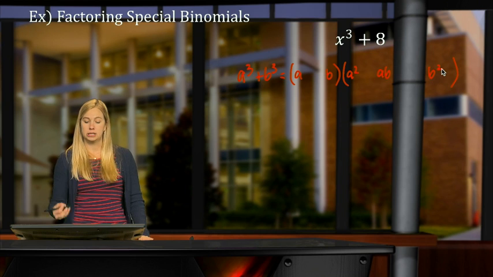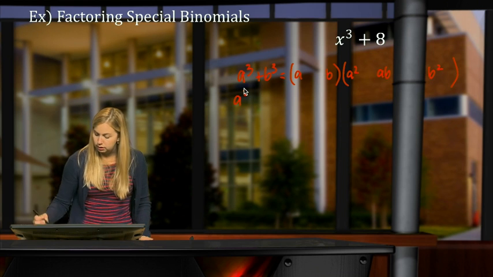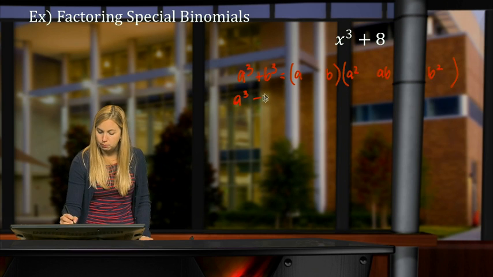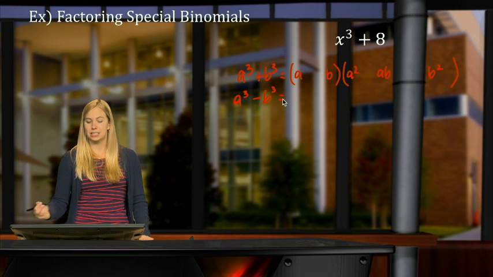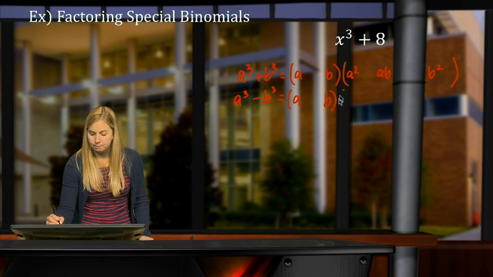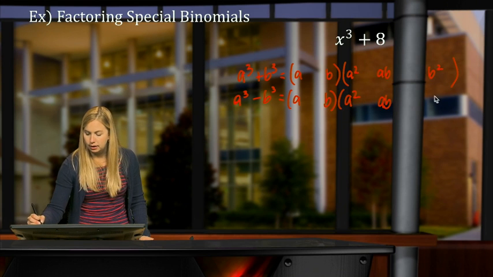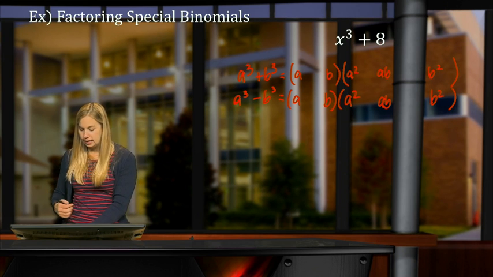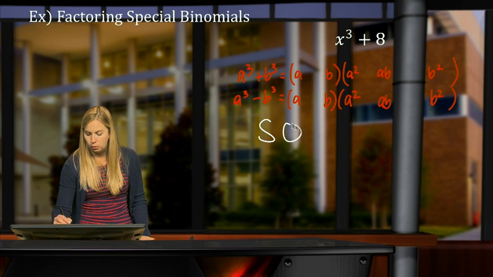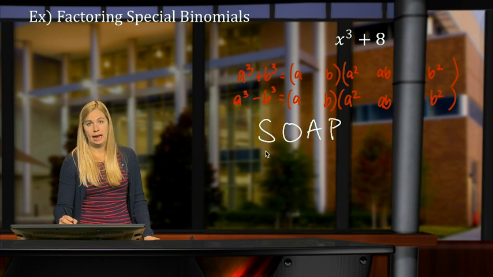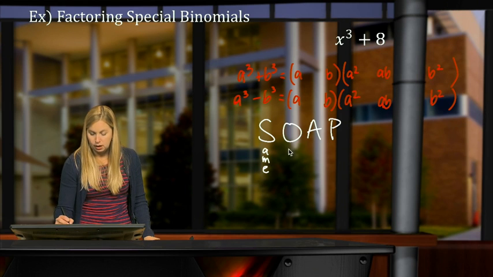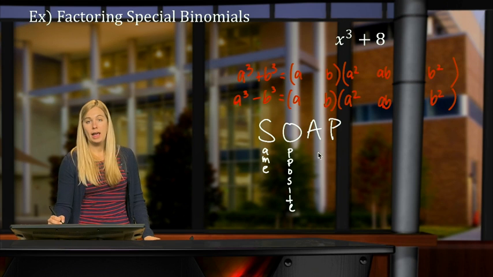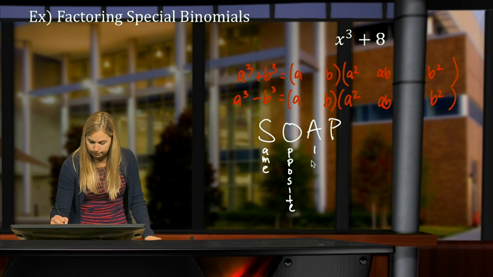Now, the reason I tell you to set up the skeleton is because in our next example, we're going to see the difference of two cubes, a cubed minus b cubed, and the skeleton is the same. So we set up our skeleton, and then we just have to determine the signs. The signs follow the acronym SOAP. S is same. O is opposite. And AP stands for always positive.